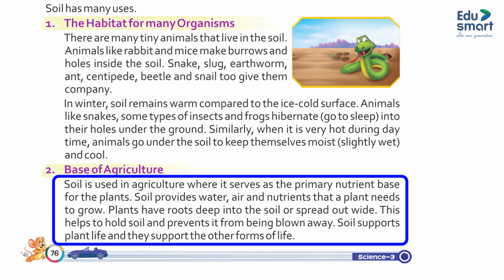Soil is used in agriculture when it serves as the primary nutrient base for the plants. Soil provides water, air and nutrients that a plant needs to grow. Plants have roots that go deep into the soil or spread out wide. This helps to hold soil and prevents it from being blown away. Soil supports plant life and plants support other forms of life.